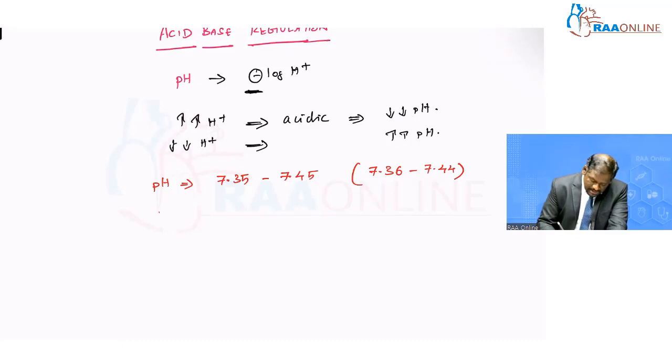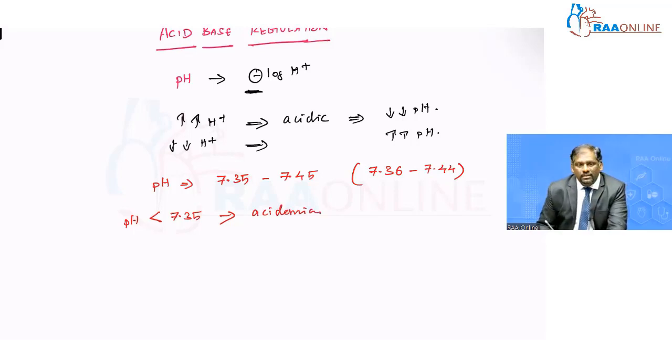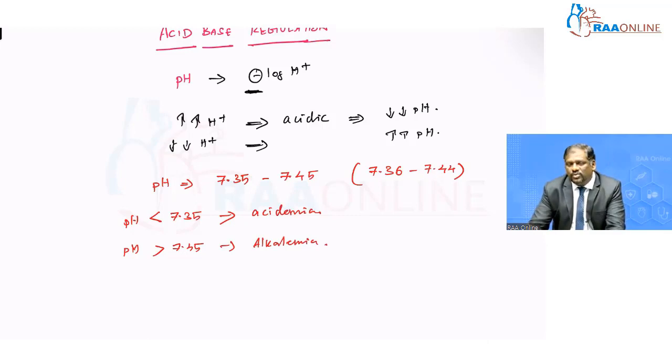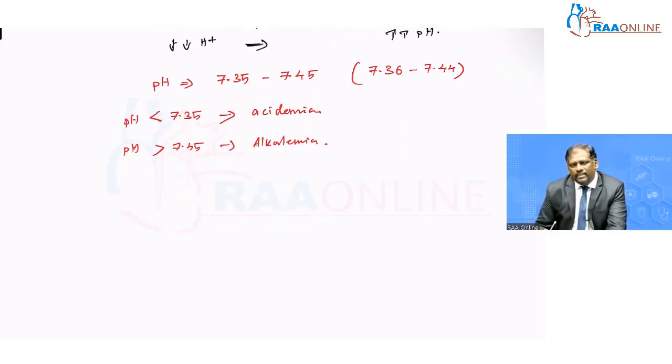This range means what? If the pH is less than 7.35, what do you call this condition? You call this condition acidemia. If the pH is more than 7.45, what do you call that? You call that alkalemia. Are you clear with this? So two new terms: acidemia, which is your pH less than 7.35, and when your pH is more than 7.45, you call that alkalemia. Clear?